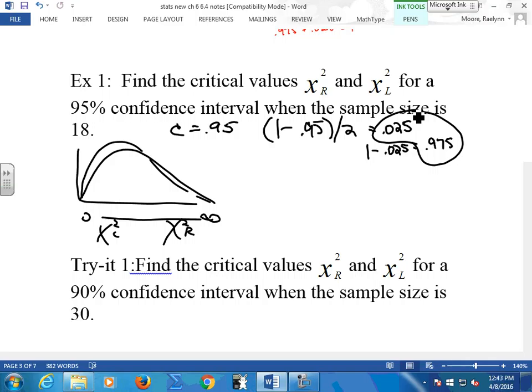So take a look at page 331. See how they highlighted? On the top, 0.975, that column. 0.025, that column. And notice the left-hand column says degrees of freedom. So if our sample size is 18, what is our degrees of freedom?